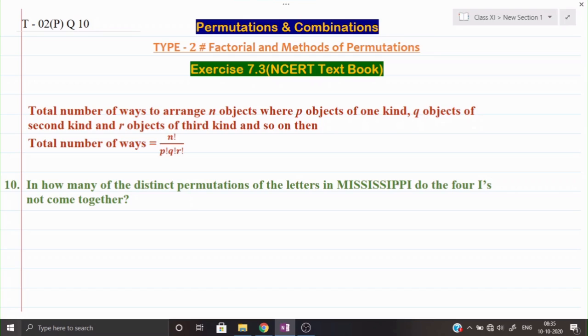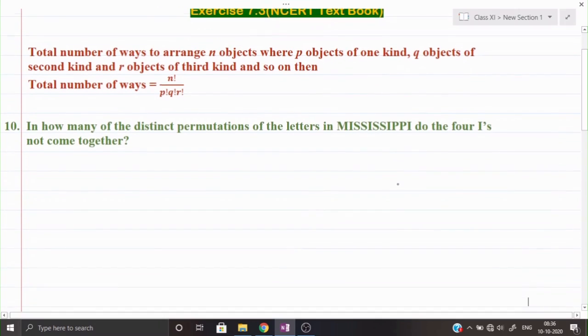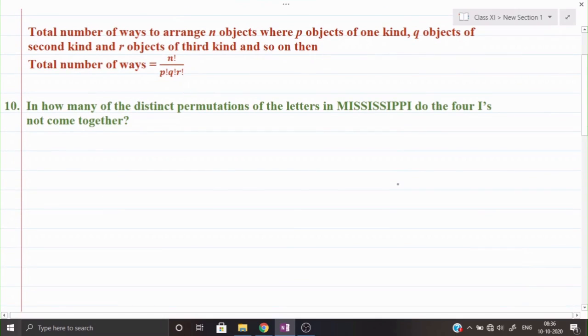But here they are adding some more conditions. Do the 4 I's not come together? Meaning that all the I's should not come all together. Now first of all try to understand how we shall solve this question, because a solution for such a question cannot be found directly. They are asking that the I's should not come together, and directly finding how many such words there are where the I's don't come together is not possible for us. Okay, we have to use some indirect method.